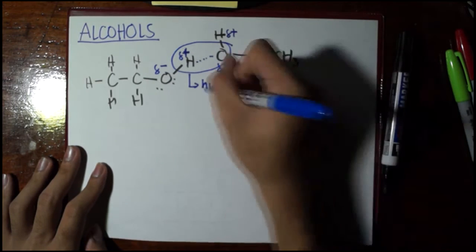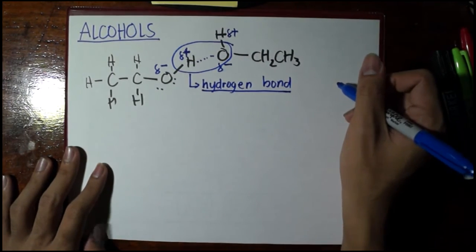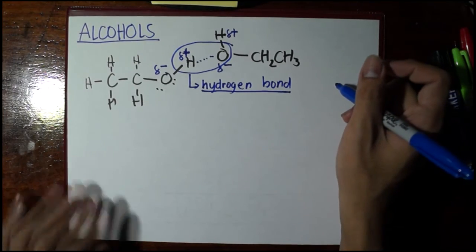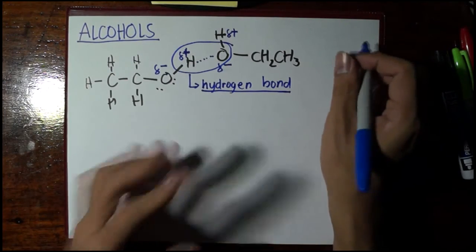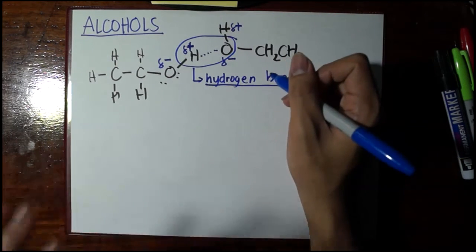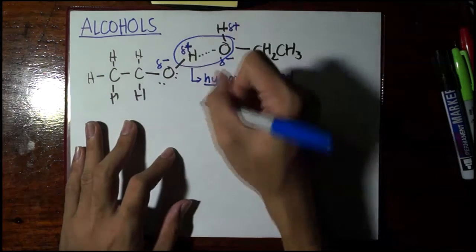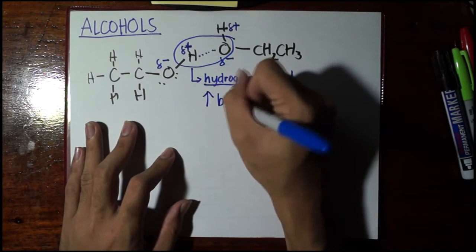And the hydrogen bond is the strongest force of attraction among those present in organic chemistry. So what do we say again? As the strength of the force of attraction increases, the melting point and the boiling point increase. So that means alcohols tend to have a high boiling point.